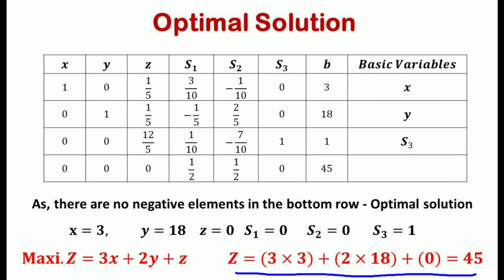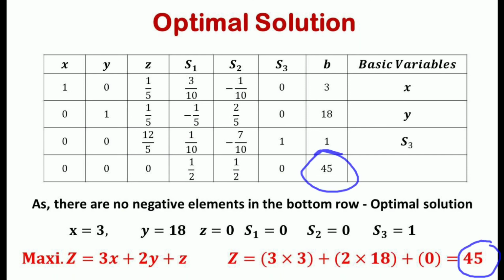So by substituting the values of x, y and z in this particular equation, Z is equal to 3 into 3 plus 2 into value of y, which is 18, plus value of z, which is 0. So 3 into 3 plus 2 into 18 is equal to 45. So this is our optimal solution. So this is the process of solving a linear programming problem by using the simplex method.